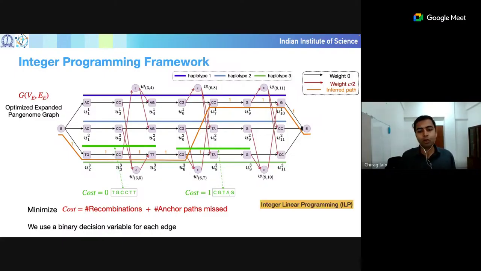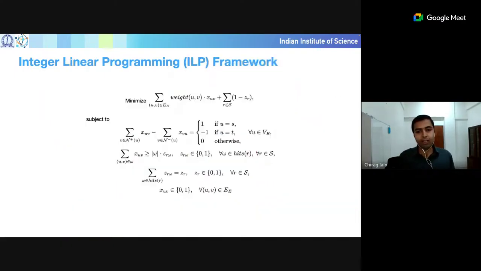So let me show you how the exact equations look like. We develop two types of constraints. One is the integer linear programming, in which each constraint is a linear constraint. We also develop integer quadratic programming, in which the constraints can be quadratic in terms of the variables. So let me show you the integer linear programming framework, in which we have an objective function where you can see that I'm minimizing the weight times the edge variables, because the weight is telling me the recombination cost, and the other part is for the anchor matches.